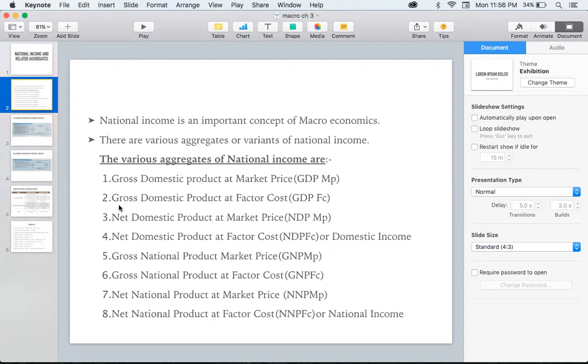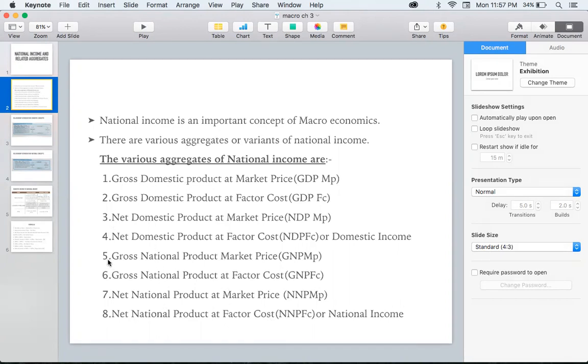Okay, now let us see. As a revision, I am going to tell you all these have been taken in the class. Once more, the various aggregates of national income are gross domestic product at market price, gross domestic product at factor cost, net domestic product at market price, net domestic product at factor cost, gross national product at market price and gross national product at factor cost, net national product at market price and net national product at factor cost. All these are the 8 important aggregates of national income.